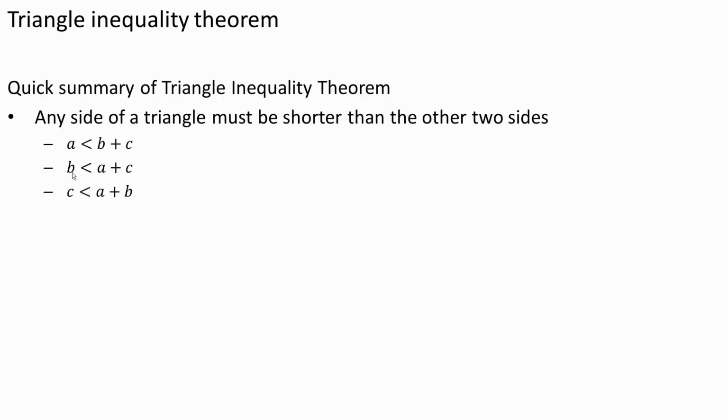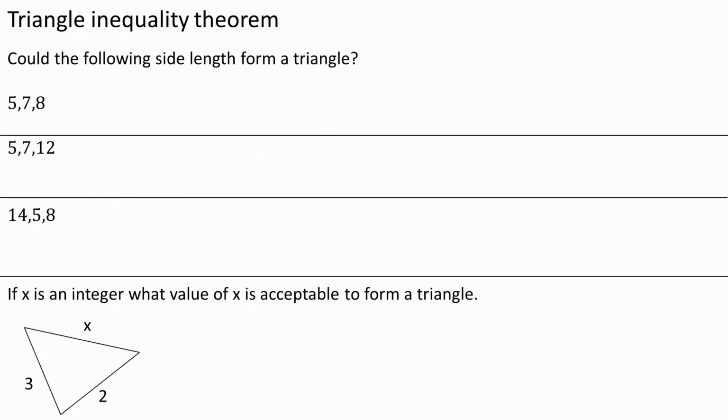Likewise, if B is the biggest side of the triangle, then B must be less than A plus C, the other two sides. And finally, if C is the biggest side of the triangle, then C must be less than A plus B. We will solve 4 concrete problems together. If you want to pause the video here and attempt these problems, feel free. The first 3 problems are asking, could the following side lengths form a triangle?